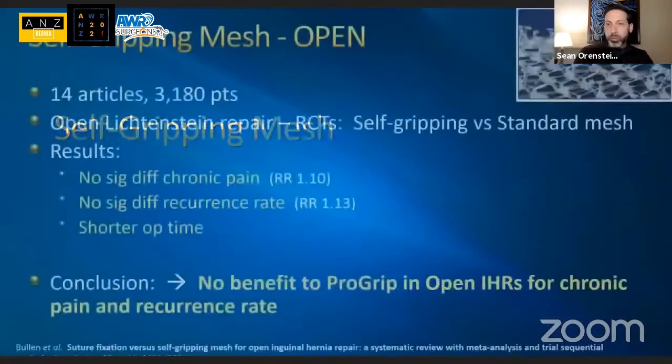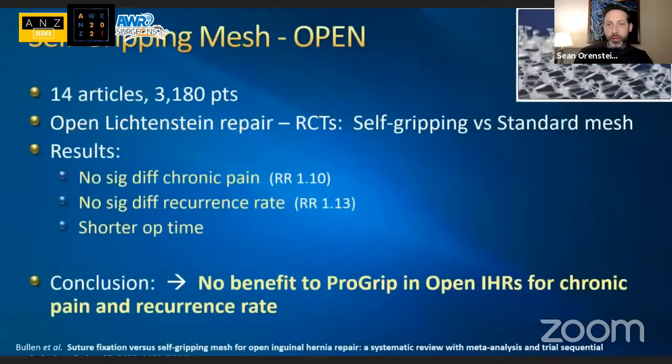How about self-gripping mesh, things like ProGrip? Surgeons love to use this because of the ease of placing it in there and limited need for fixation. One large retrospective meta-analysis of randomized controlled studies showed that there really was no difference between the use of self-gripping mesh and standard flat mesh for open repairs. While there was a shorter operative time using the self-gripping mesh, there really was no added benefit to the use of ProGrip for open repairs.